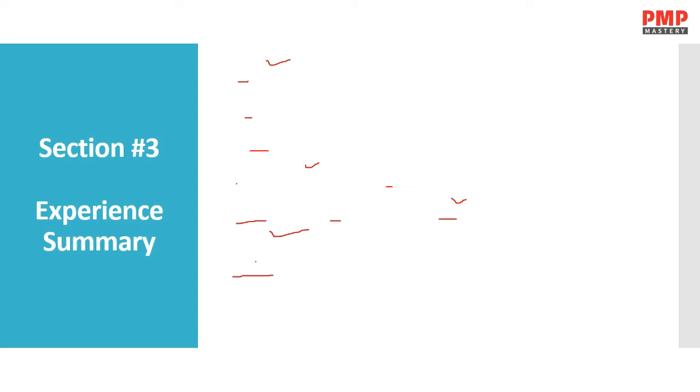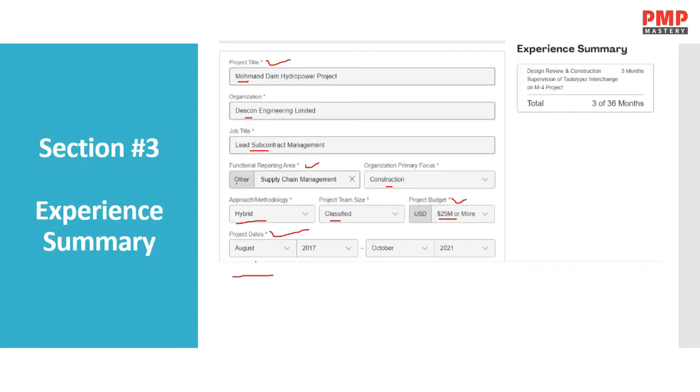Third section, where we will be filling in the experience summary. This is the template, again you can see it on your PMI website. In this, what you are going to fill: first, project title. Write your project title exactly here, then write your organization name, and in the job title write what your title was in that project. And of course, functional reporting area means in which department within your organization the project happened. So write the department name in your organization here.